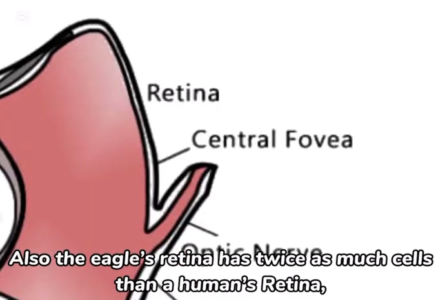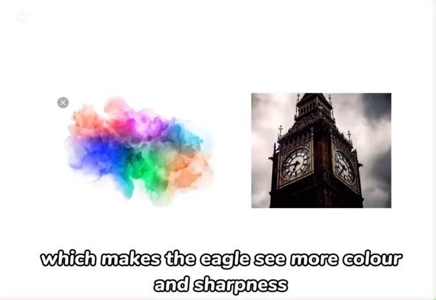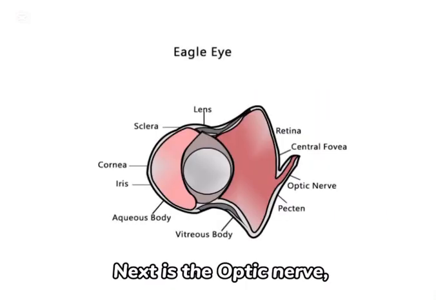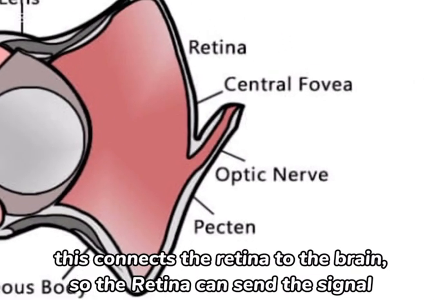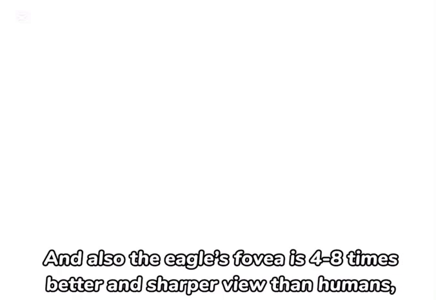Also, the eagle's retina has twice as many cells as a human's retina, which makes the eagle see more color and sharpness. The next is the optic nerve. This connects the retina to the brain, so the retina can send the signal to the brain. And lastly, the fovea. This is where its vision is at its peak. And also, the eagle's fovea gives a 4 to 8 times better and sharper view than humans.